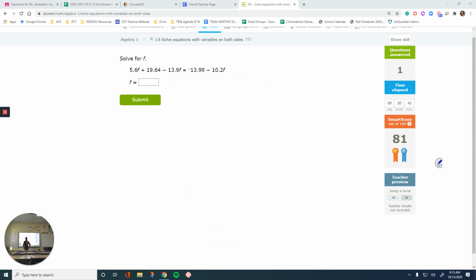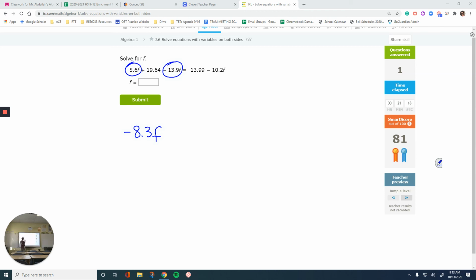Here's the last one. Okay, find the variables on the same side. 5.6 minus 13.9f. So when you combine these two, you have 8.3f, but since the bigger number is negative, the answer is going to be negative. Or you can just grab a calculator and put them in. 5.6 minus 13.9, that's going to be your answer. I hope I didn't make a mistake when I subtracted them.